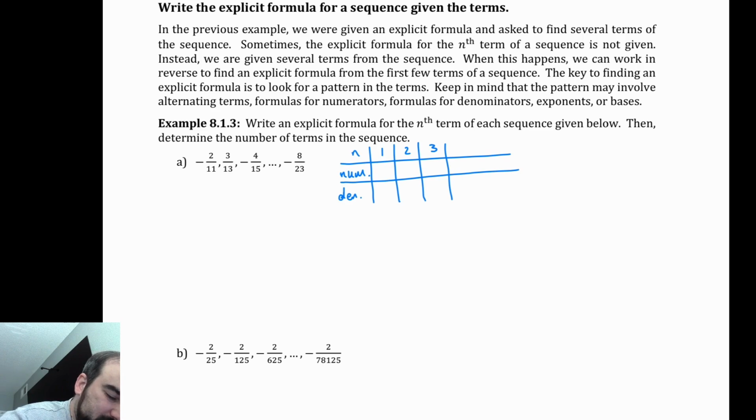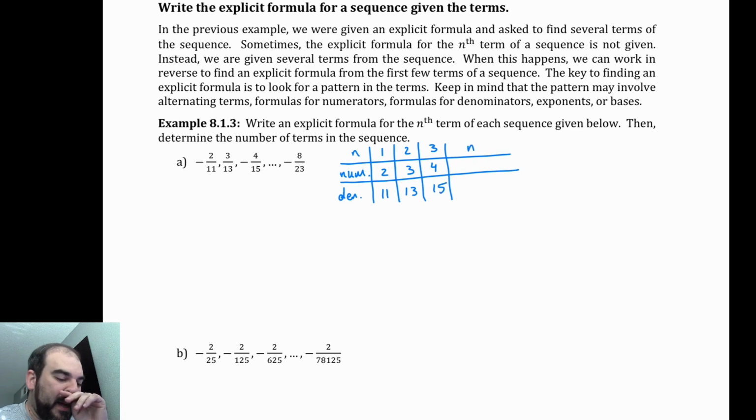So my numerator sequence goes, let's just attach the negative to the numerator because some of the terms are negative. Let's ignore the negative. I'll explain how the negative, positive, flipping back and forth works after we do this. Let's just focus on the numbers. So my numerators are going 2, 3, 4, and so on. My denominators are going 11, 13, 15, and so on.